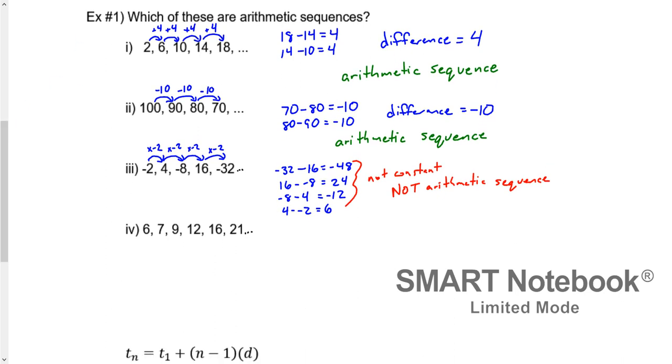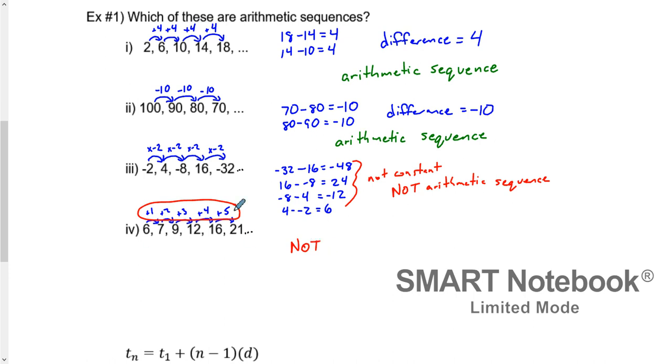And our last example here, 6, 7, 9, 12, 16, 21. So you can see the pattern here. This one's going up by 1, and then it's going up by 2, then up by 3, up by 4, up by 5. But because this is not consistent, these numbers are not a constant value. This is also not an arithmetic sequence.